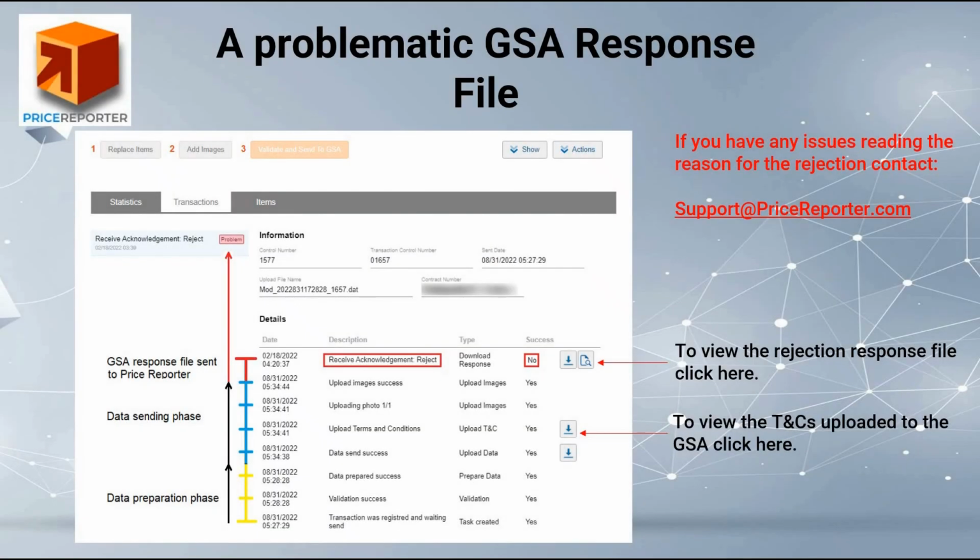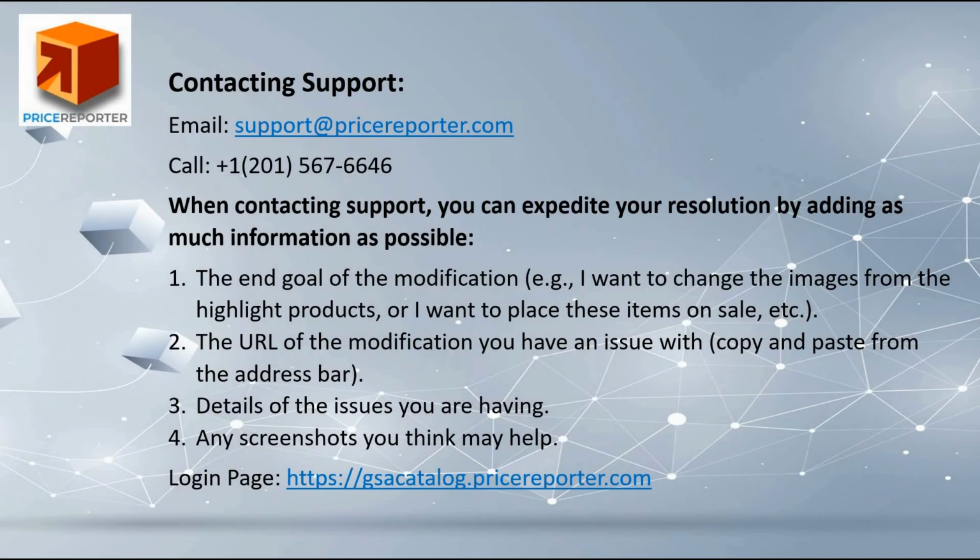This is what an unsuccessful upload looks like. The difference here is the rejection response file. In this case, you may click on the magnifying glass to review the rejection reasons. There are many reasons why your modification may be rejected. If you need help with the rejection, then please contact our support team on support@pricereporter.com. And finally, when contacting support, you can expedite your resolution by adding as much information as possible to the ticket.